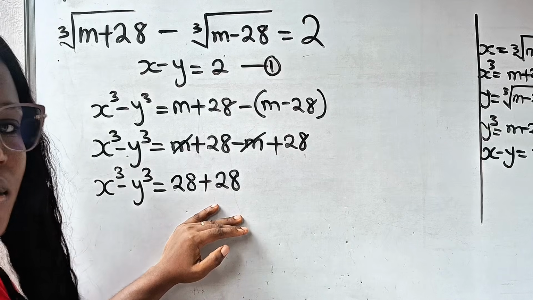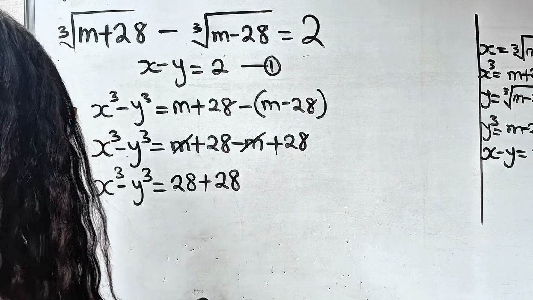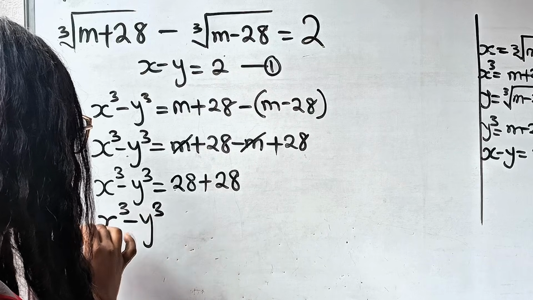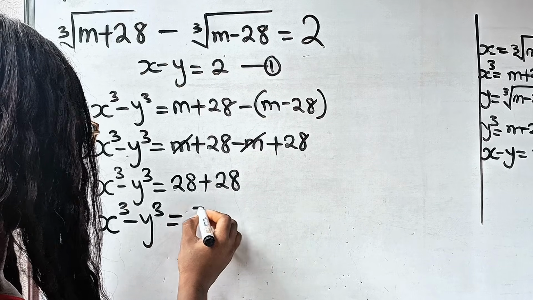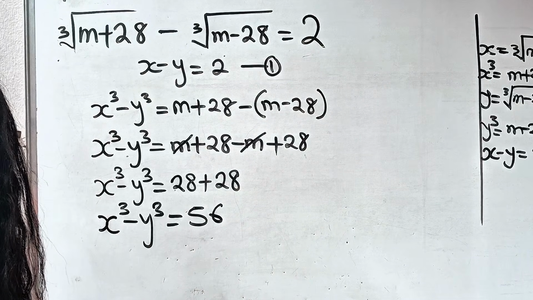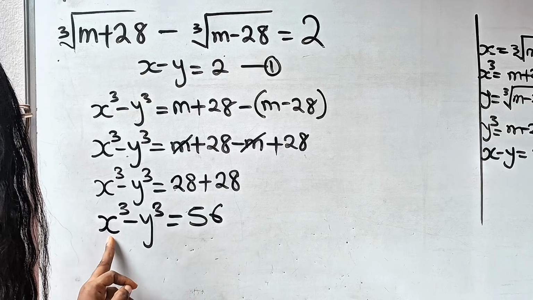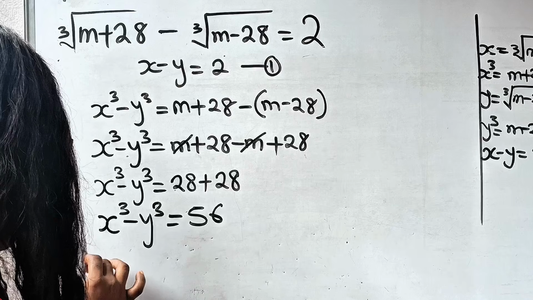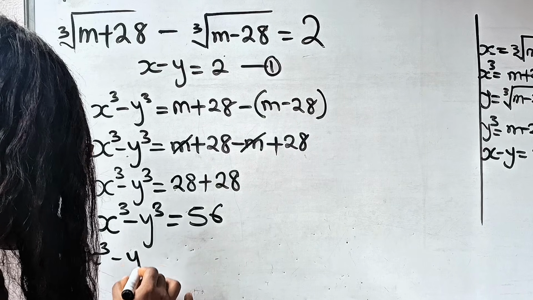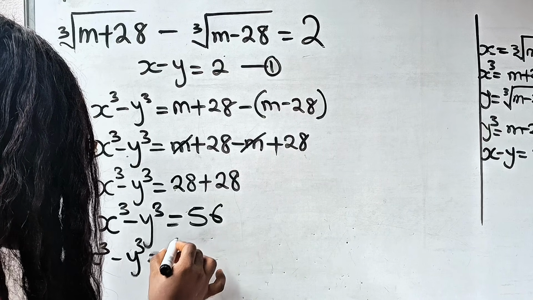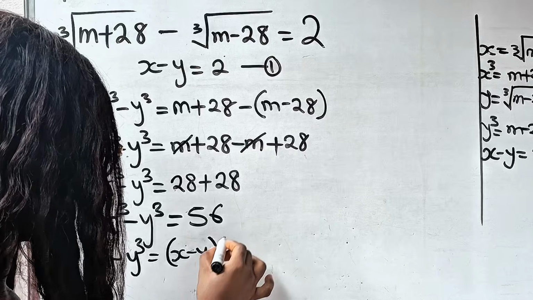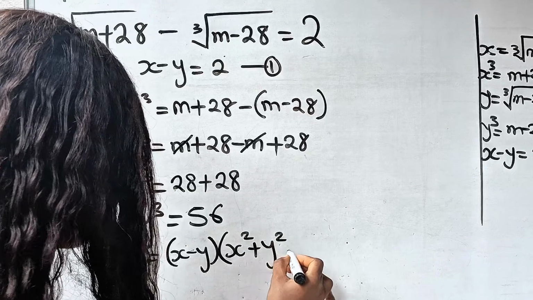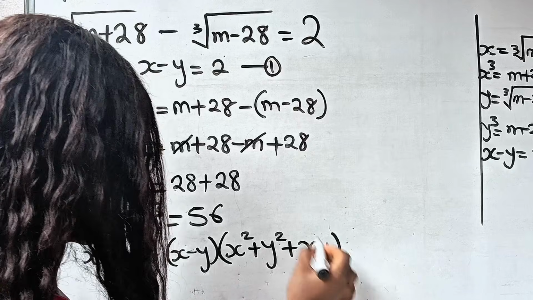So back to this, we have x to the power of 3 minus y to the power of 3 is equal to 56. All right, now let's expand this because this is actually an identity, right? In our identity, x to the power of 3 minus y to the power of 3 is equal to x minus y multiplied by x squared plus y squared plus xy.